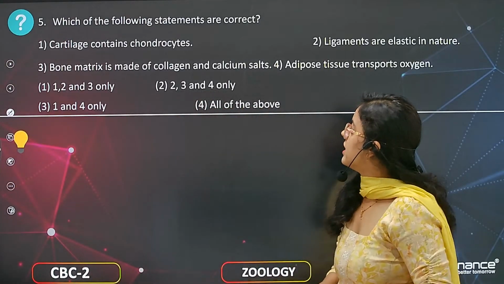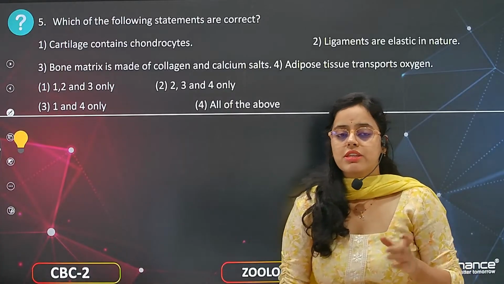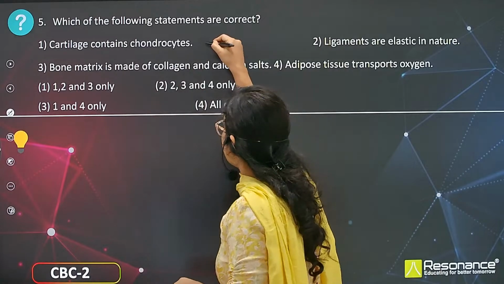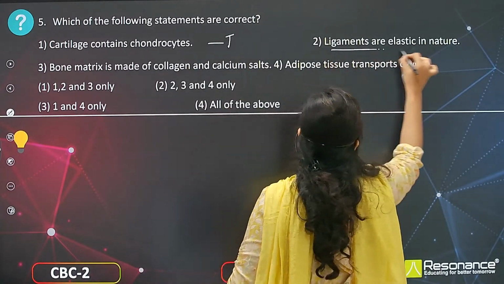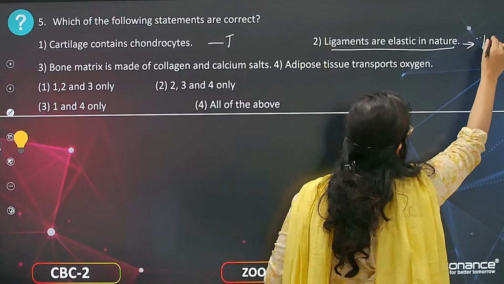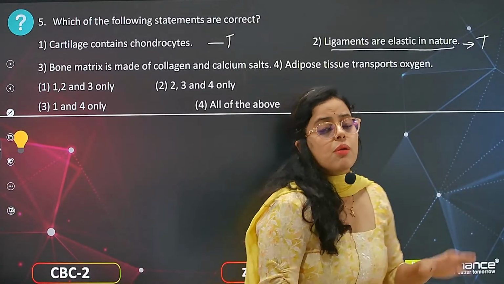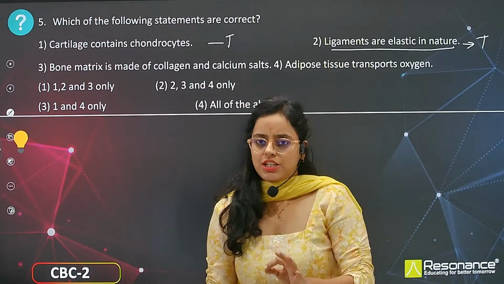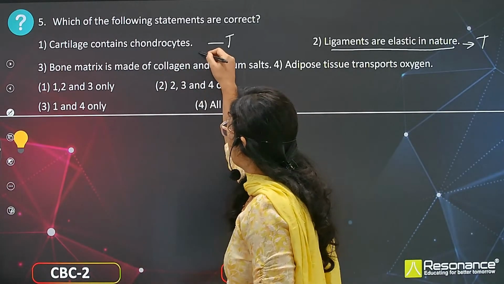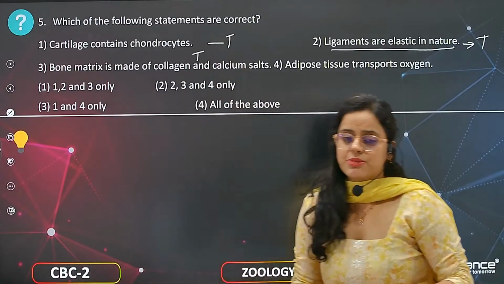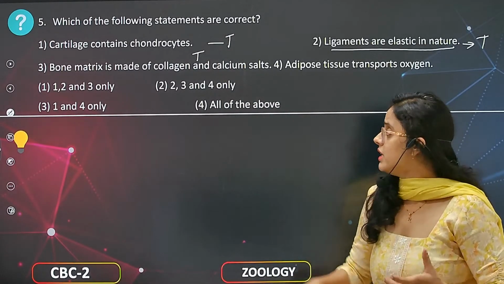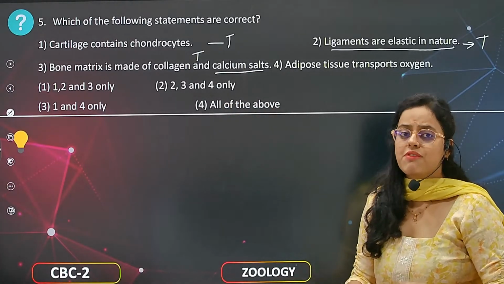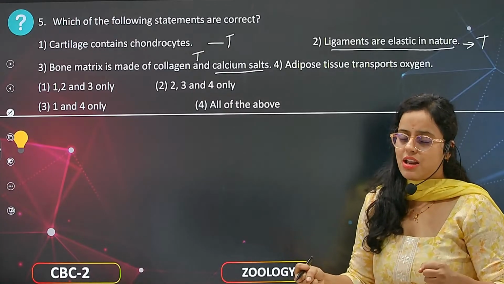Which of the following statements are correct? Again, they are asking about the correct statement. Cartilage contains chondrocytes. True, they consist of chondrocytes. Ligaments are elastic in nature. True, ligaments are elastic in nature. Bone matrix is made up of collagen and calcium salts. True, it consists of a collagen matrix, and calcium salts are higher in amount, like 60 to 70 percent calcium carbonate, and calcium phosphate is present. So they have a high mineral amount, that is the reason they are stiff.